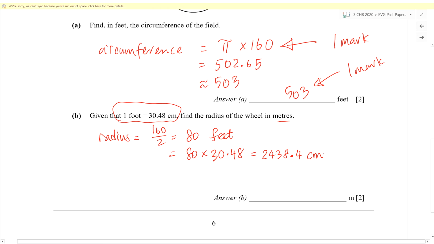Right? We're converting the feet to cm first, because that's the conversion they gave us. And then now, as Singaporeans, we all know how to convert cm to meter. So what is the value in meter? Divide by how much? 100. So we get 24.384 meters. Is there a need to round off? No need. This is an exact number. We are not estimating anything.